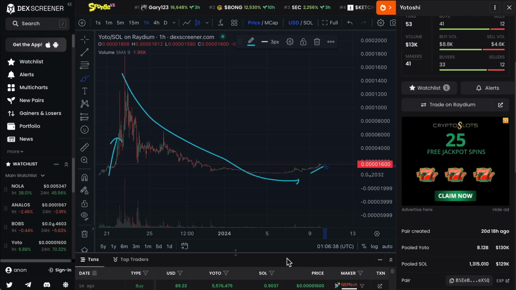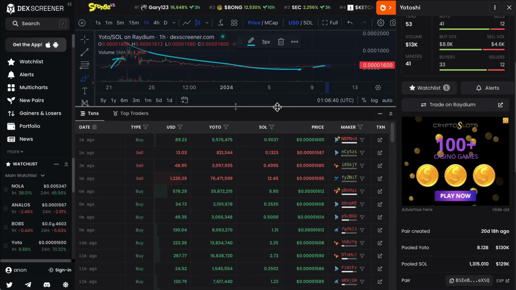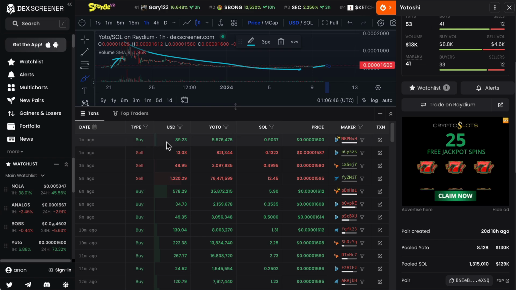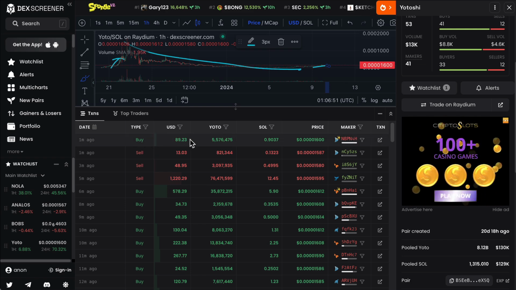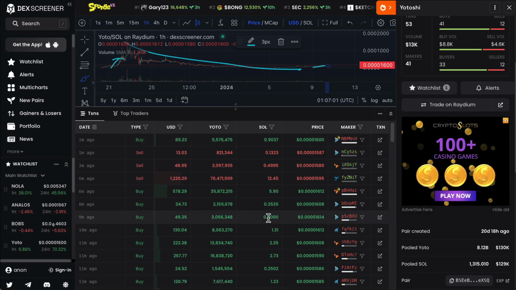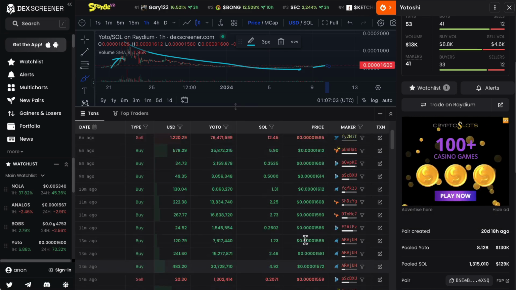Now, scrolling down, this is, again, something else extremely useful. Underneath here, we've got all of the transactions live. So literally a minute ago, somebody bought for $89. This is how much YOTO. We don't care about the YOTO. It's more the US dollar amount, which is why I like Dex Screener. And then you've got their wallet address there as well. And you can actually see how much they bought, how much they sold, how much profit they made, which is really cool. And if you scroll down here, you can see all of the different transactions.